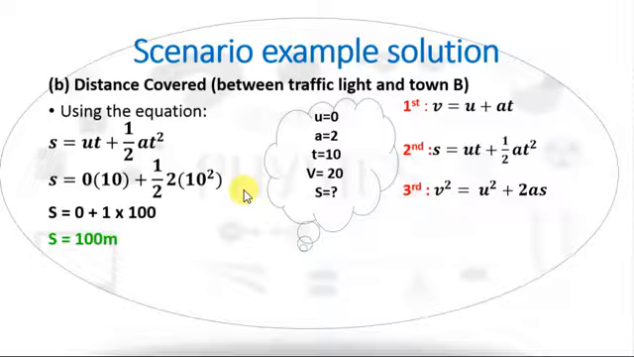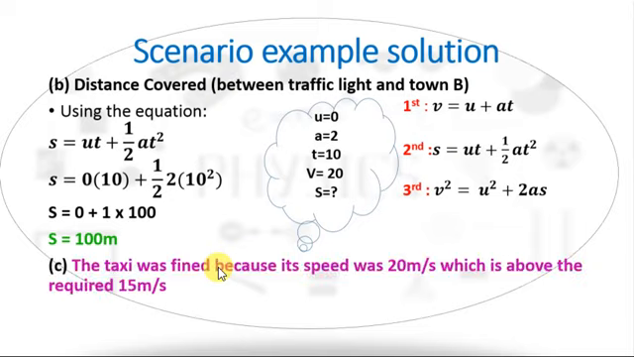Do we know the distance which this taxi carried as it entered that town? Yes, it was 20 meters per second. But they are saying the limit is supposed to be 15, meaning the taxi was fined because it was moving at the speed of 20 meters per second, which was above the required 15 meters per second. That is an example that looks at equations of motion and how we can use them to deal with certain challenges.